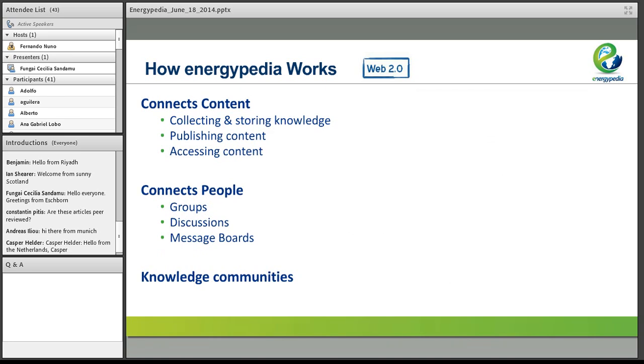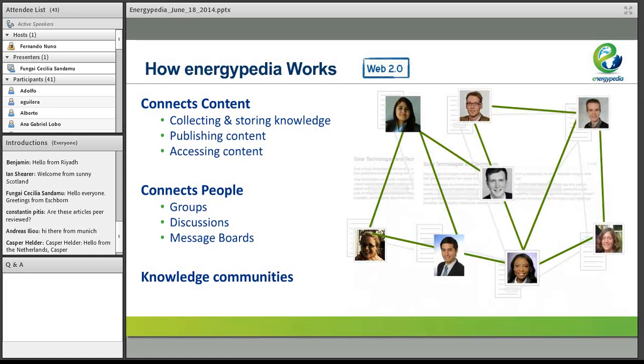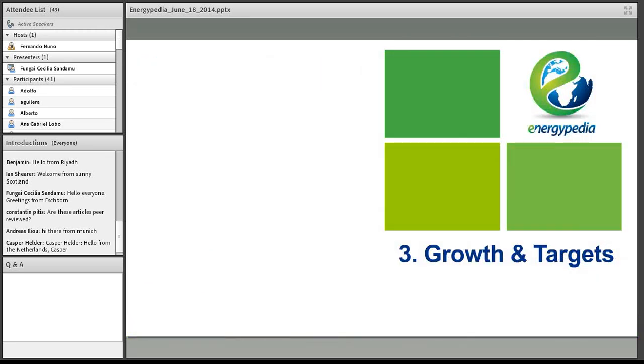This content that is on the platform and the community of people actually combine to form a knowledge community for collaboration. And what binds the Energypedia community is basically a common mission to advance the cause of sustainable energy for all. Next, I'm just going to go through a couple of lessons that we've learned in the past 2 years of this project and our growth and our targets for the upcoming year.